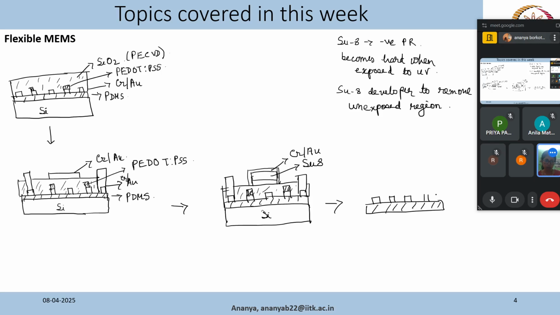Electrodes, piezoresistive sensor, insulating layer in between, but we need contact pads for our sensor, and then we have another electrode to measure electrical properties. So this is our final device.